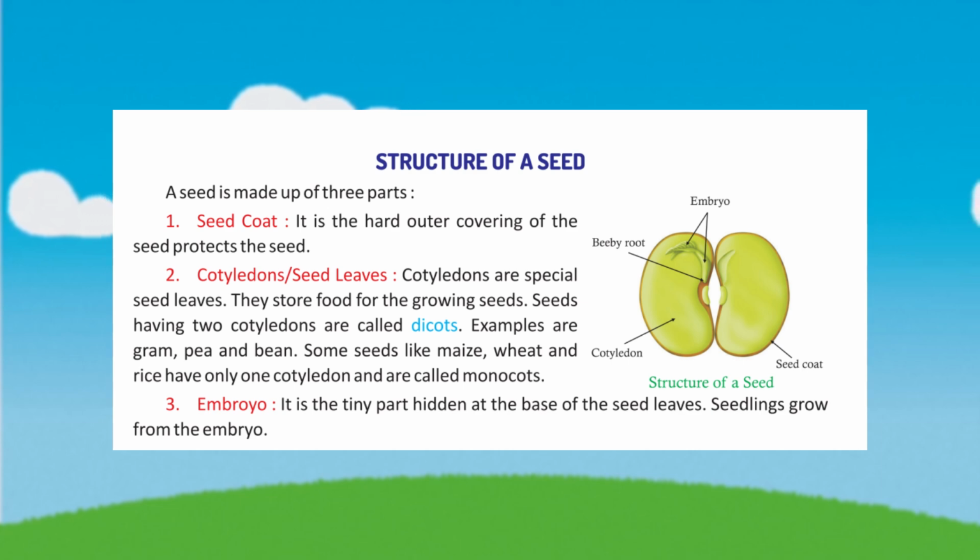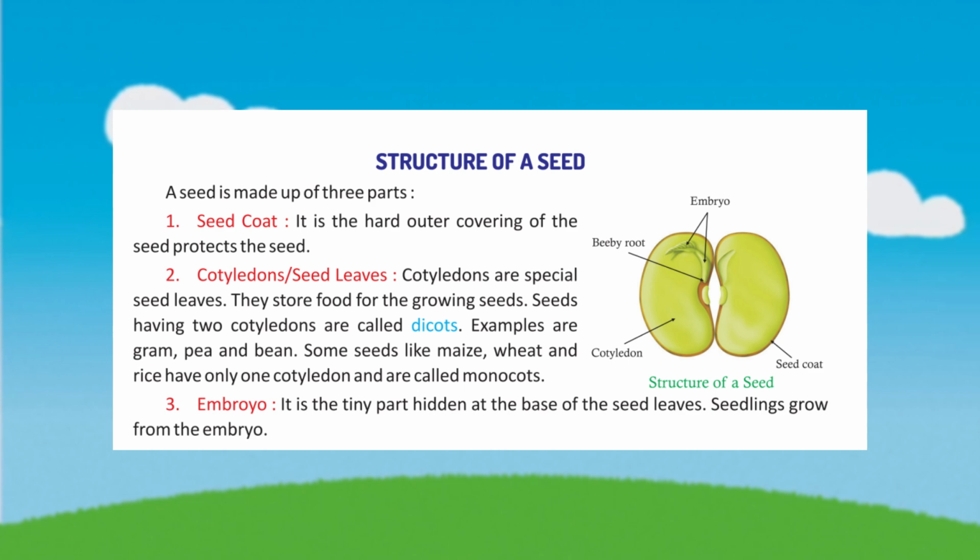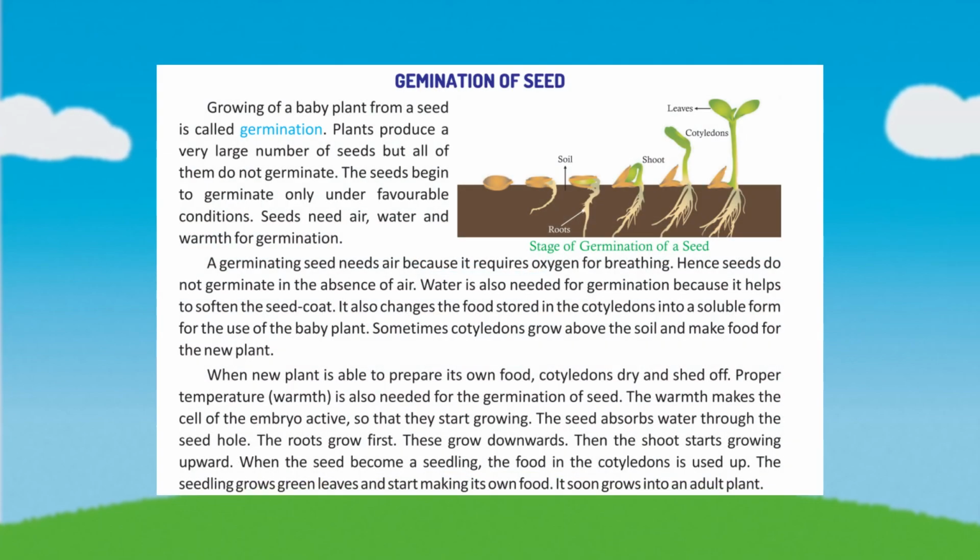3. Embryo. It is the tiny part hidden at the base of the seed leaves. Seedlings grow from the embryo. Germination of seed. Growing of a baby plant from a seed is called germination. Plants produce a very large number of seeds but all of them do not germinate. The seeds begin to germinate only under favorable conditions.